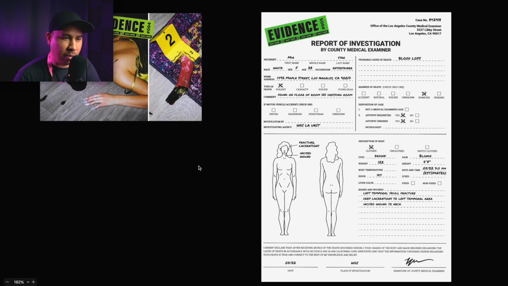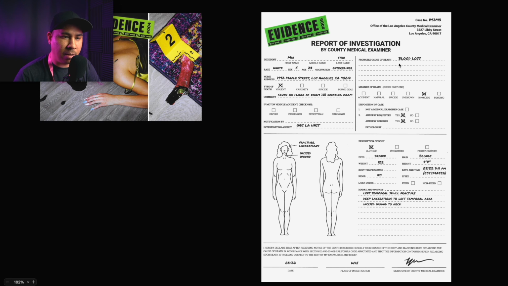Report of investigation by County Medical Examiner. Mia Starr, white, female, 23, entertainer. You have her address here. Type of death, violent. Found on floor of room 101 dressing room. Investigating agency, WDI. Still don't know what that means.